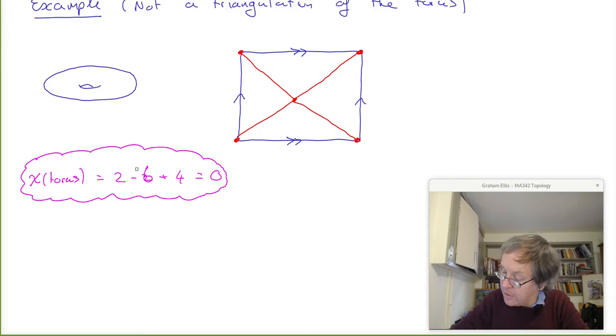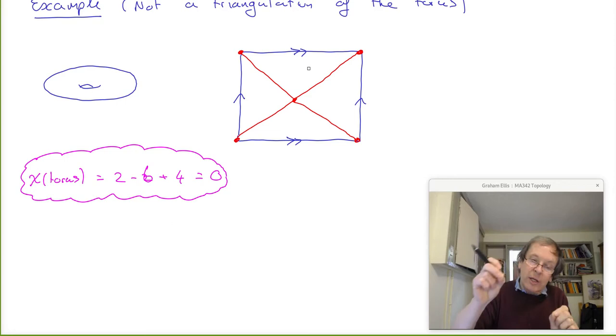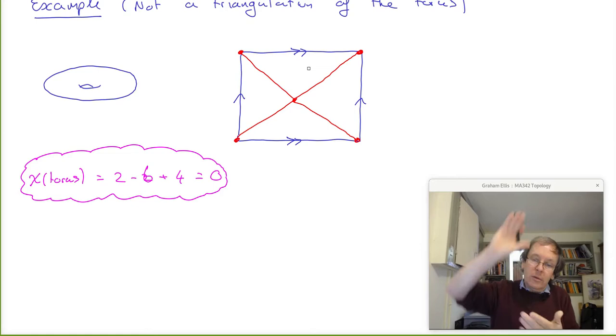But why isn't it a triangulation? Why haven't I drawn a simplicial complex? This doesn't correspond to a simplicial complex. Can anybody give me a reason? A simplicial complex has to consist of vertices, edges, which are straight line segments, convex hulls of two points, and triangles. So why isn't this the image of a simplicial complex?